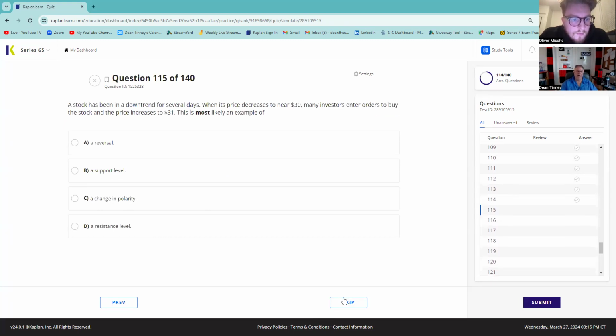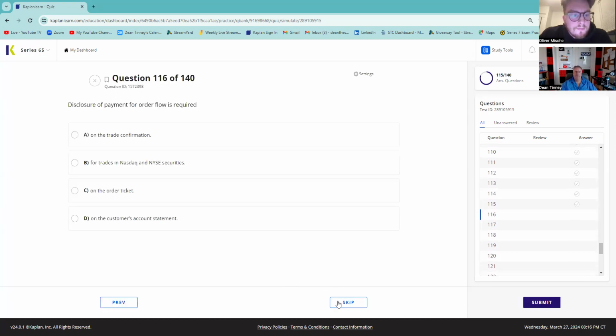A stock has been in a downward trend for several days. When its price decreases to near 30, an investor enters a buy order at 31. This is most likely an example of. B. Right on, the support, right? The support's the bottom line, resistance is the top line.